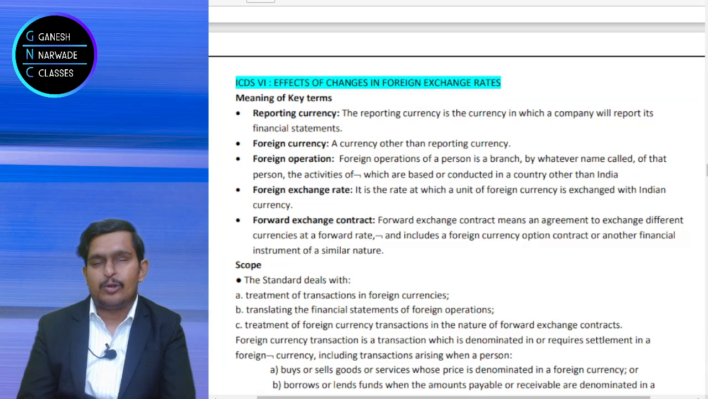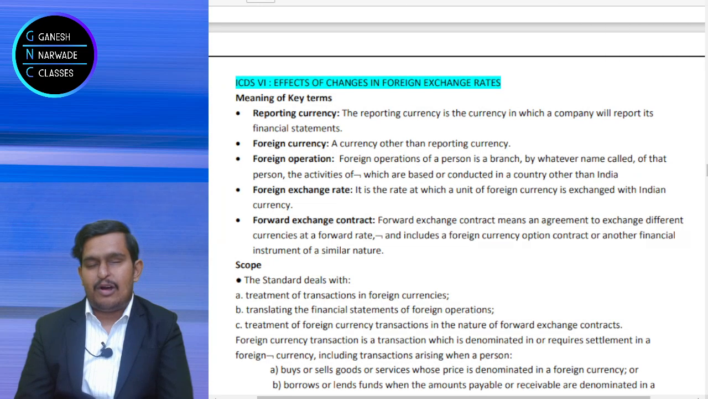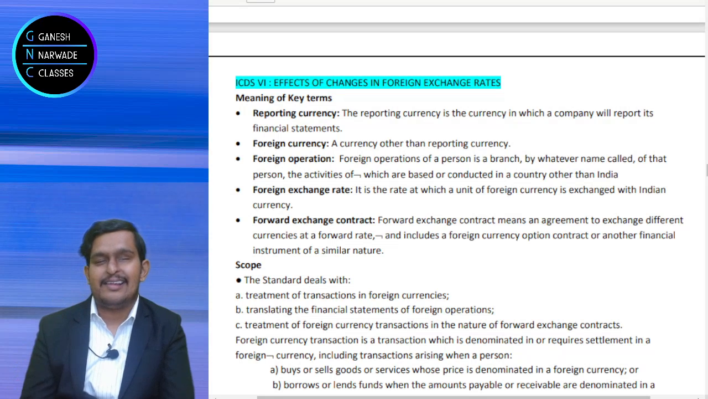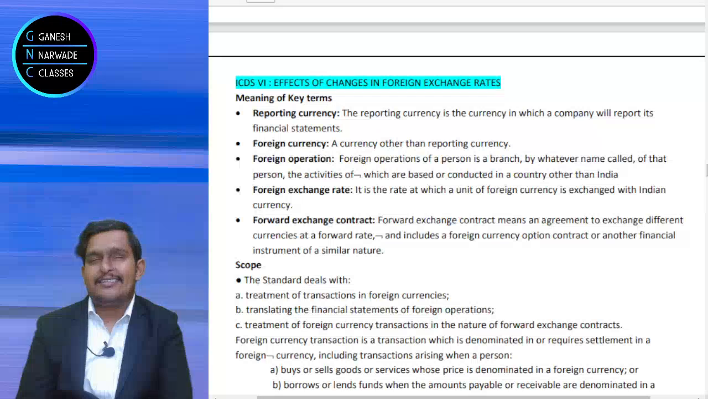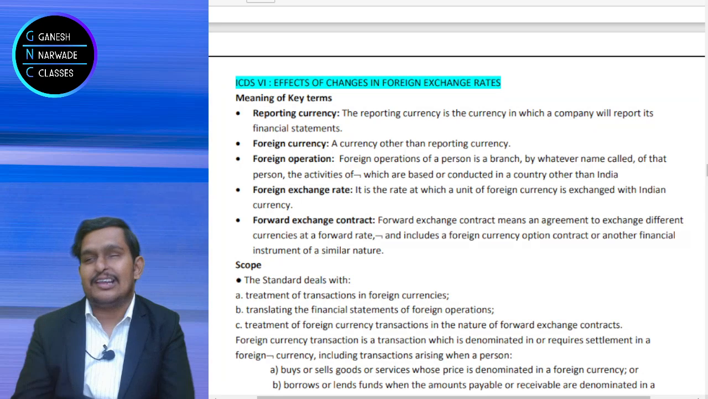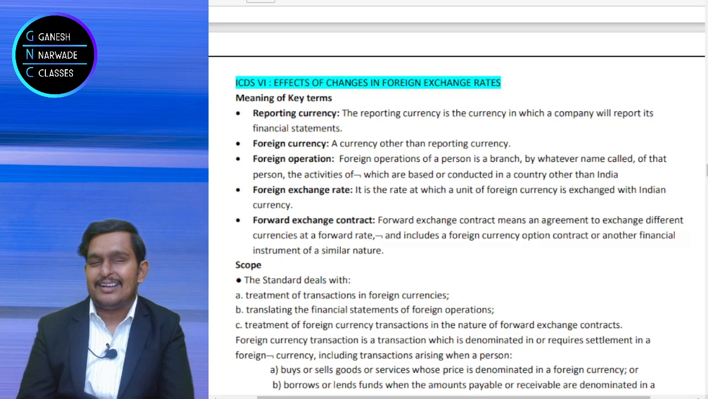Shall we go to the third story? What is foreign operation? Foreign operation is simply a branch outside India. Correct? Suppose, for example, a company is an Indian company and we have branches outside India. I'll tell you, PVR Cinemas is an Indian company and they started their first outlet in Sri Lanka. So whatever business they do in Sri Lanka is foreign operations for PVR.